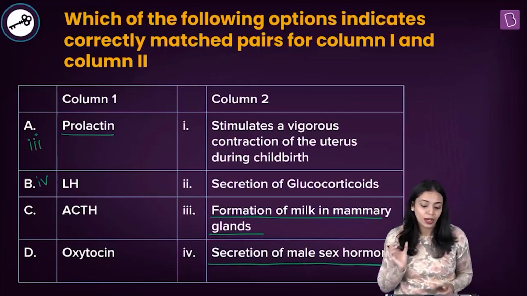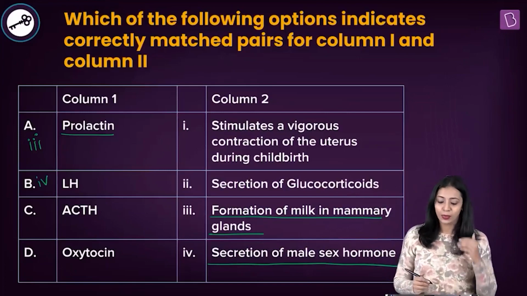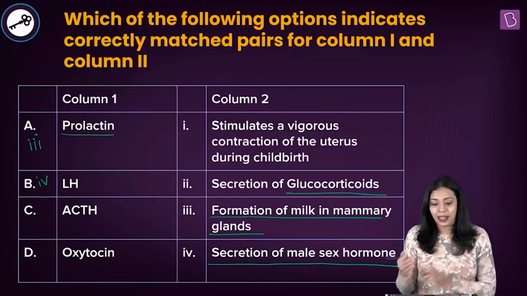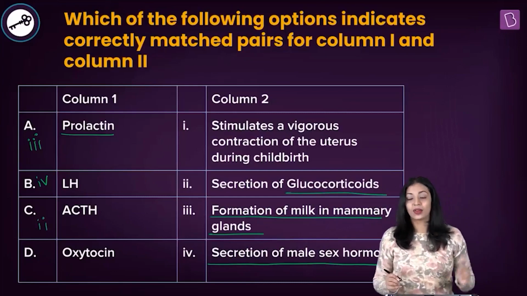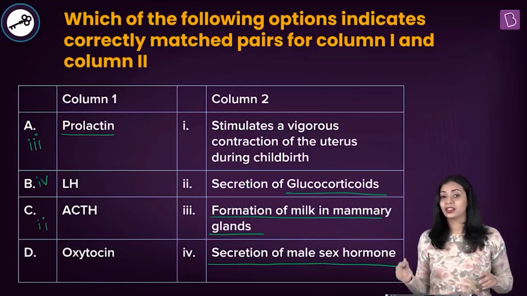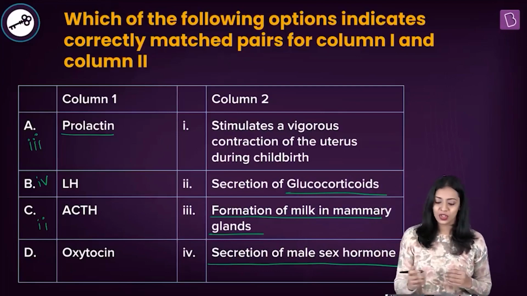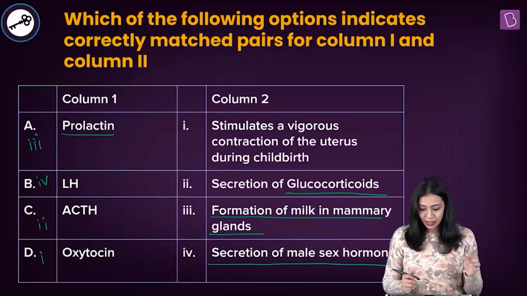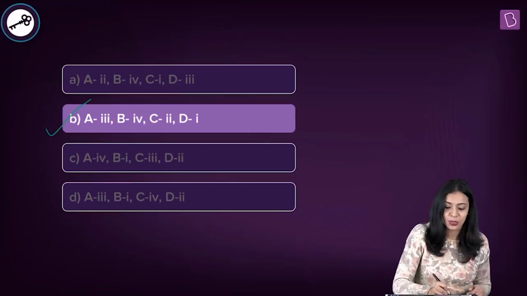C, ACTH stands for adrenocorticotropic hormone. This one will stimulate the adrenal cortex to secrete glucocorticoids like cortisol. So C can be matched with 2. And D, oxytocin. Oxytocin is involved in stimulating the vigorous contraction of the smooth muscles in the wall of the uterus during childbirth. So D can be matched with 1. So the correct answer is A3, B4, C2 and D1, which in the given question is option B.